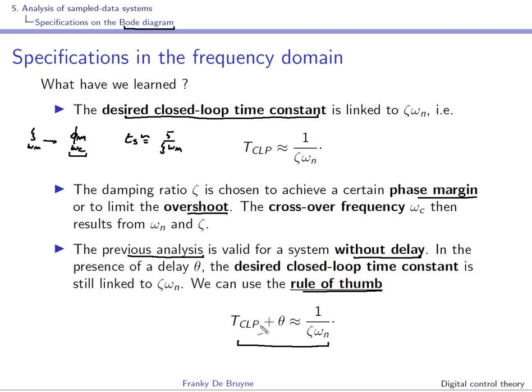What you can do as a rule of thumb is modify this relation to the one that you have over here. So in combination with this relation, and given an overshoot and a phase margin, you can again determine zeta and omega. This will work for values of theta that are not too large with respect to the main time constant of the system.